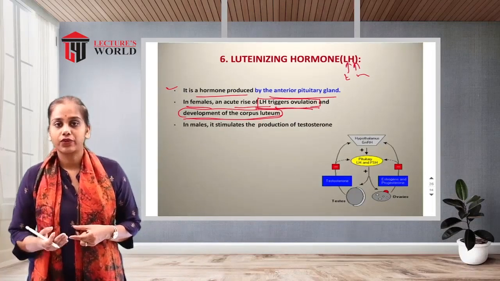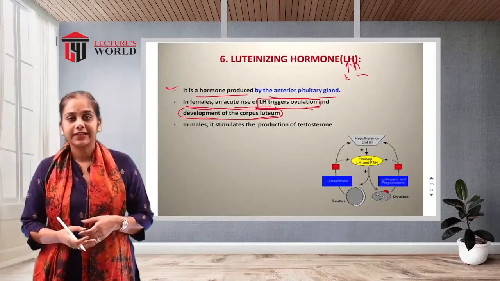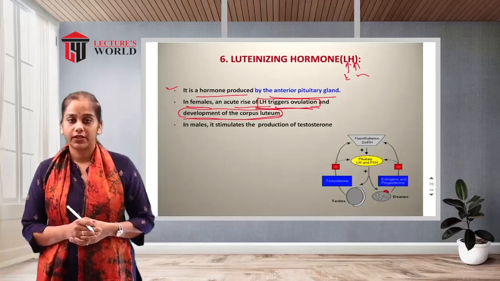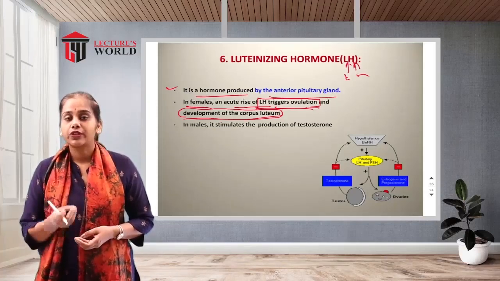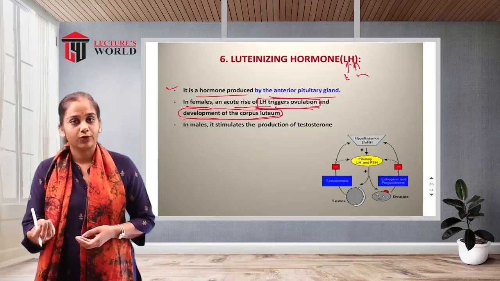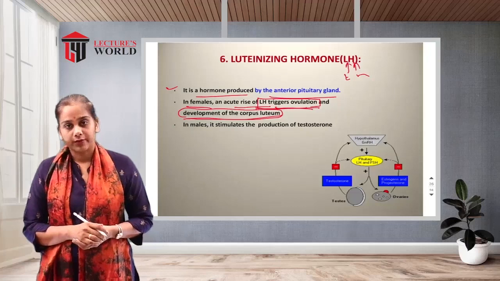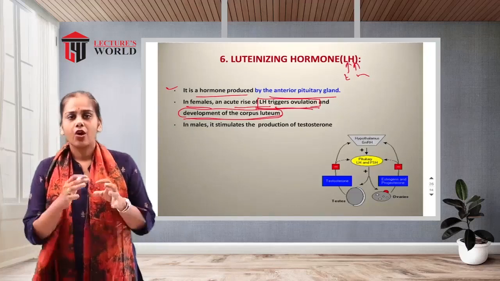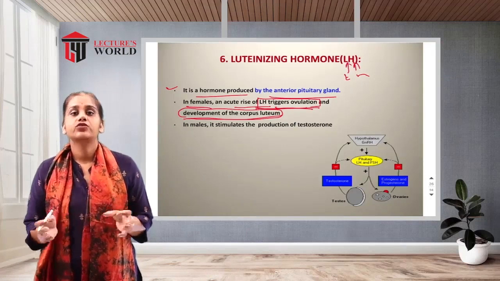What is ovulation? The ovum is released from the ovary. That is known as ovulation in the female. So LH, luteinizing hormone, triggers ovulation in the female and development of the corpus luteum. The corpus luteum is also a phase of the menstrual cycle.